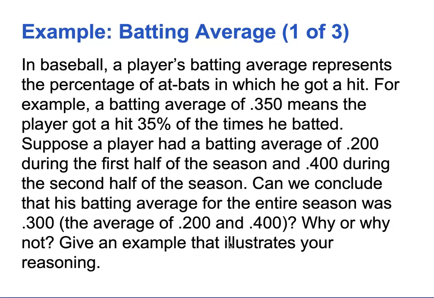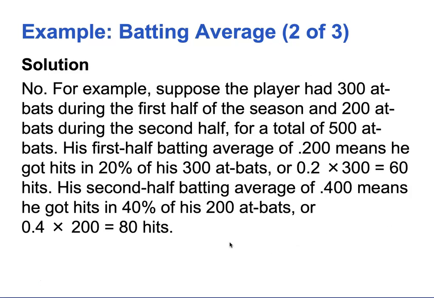Can we conclude that his batting average for the entire season is .3? That would be averaging the two given together. Why or why not? Give an example that illustrates your reasoning. Of course not. We said you cannot average given percentages. For example, suppose that he had 300 at-bats during the first half of the season and 200 at-bats in the second half, for a total of 500 at-bats.